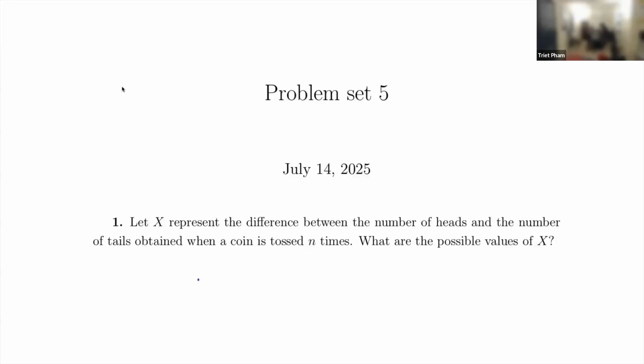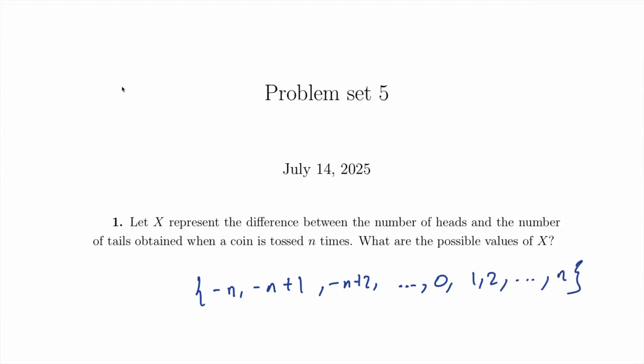But anyway, what you're trying to claim is minus n plus one, minus n plus two, etc., 0, 1, 2, etc., up to n. Do I understand you correctly? So yeah, notice here we're only looking at the values. We're not looking at probabilities yet. That's a question later. Any questions here?